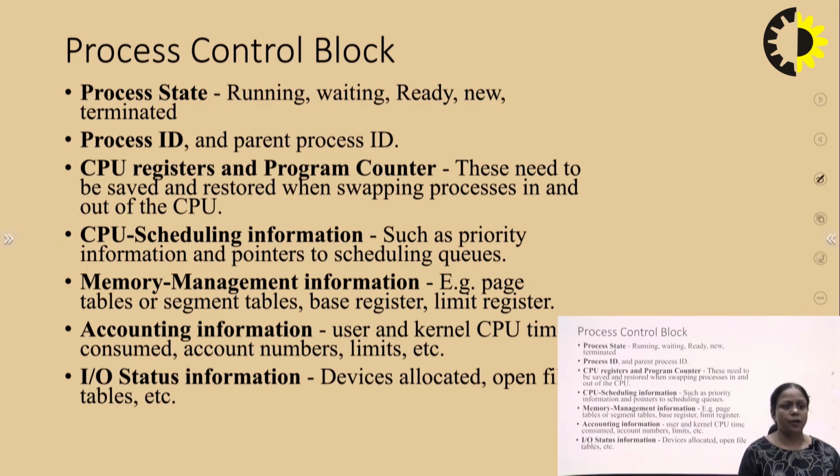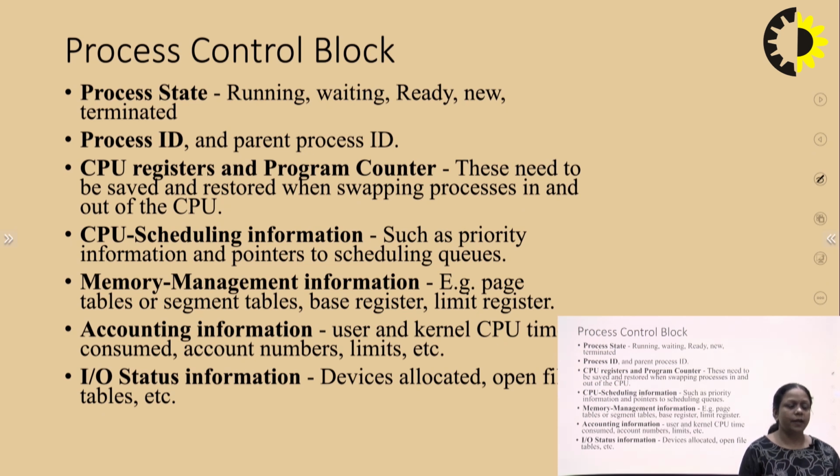Memory management information can have page tables, segment tables, base register, and limit register. These all are related to memory management. Accounting information includes user and kernel CPU time consumed, account numbers, and limits. So these all are the accounting information.